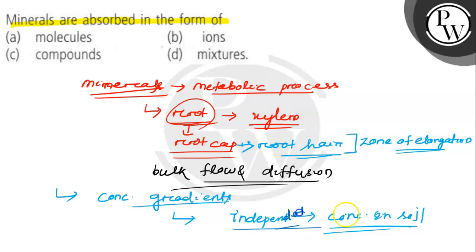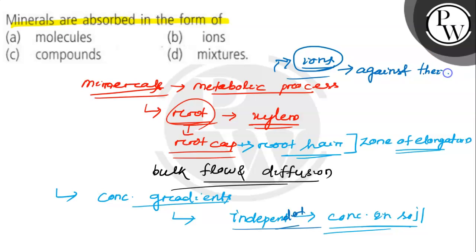So they are absorbed in the form of ions, because they are independent of the concentration in the soil. They are absorbed in the form of ions, because these ions are accumulated by the plant against their concentration gradient in the soil.